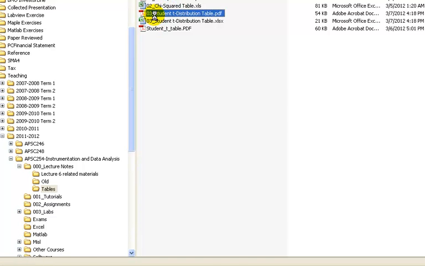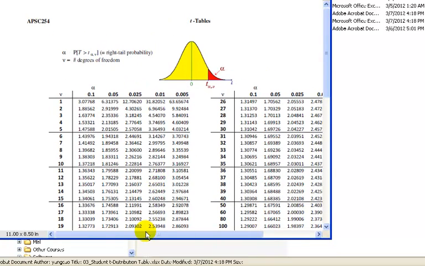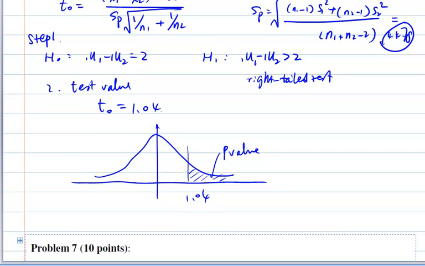T table. Degrees of freedom. Now how many degrees of freedom do we have here? You have to be careful here with the degrees of freedom. Let's move it down a little bit here.